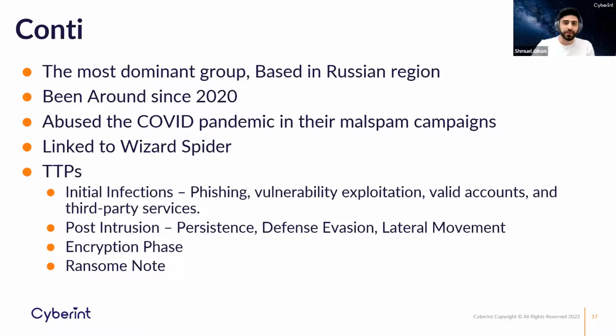If we're talking about Conti, they're the most dominant one. They're based in the Russian region, not necessarily in Russia, but in the Russian region. They've been around since 2020. They started their way in the ransomware industry with massive spam campaigns that were abusing the COVID-19 pandemic, and they had huge success back in the day. They were linked to Wizard Spider, which is another hacking group, not necessarily ransomware, that is also based in the Russian region.